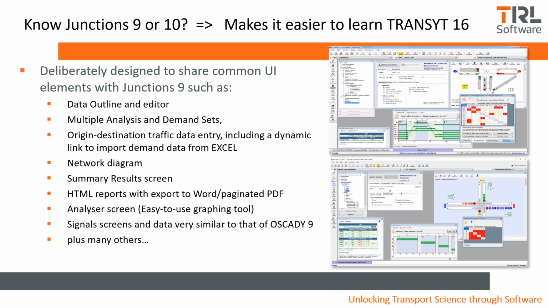Here's a picture of the two, so we can see how similar various screens are. You've got the diagram in the top right there, you've got the intergreen matrix just below it. Right in the middle at the bottom you've got the timing diagram, summary results in the bottom left there, data editor, and then the simulation screen there, which allows you to set that off running. Again, it has very similar elements to it.